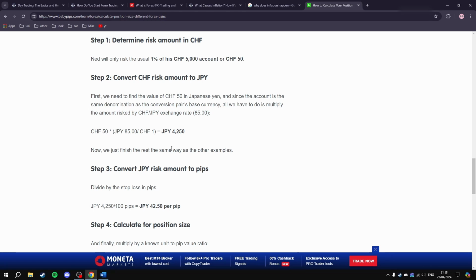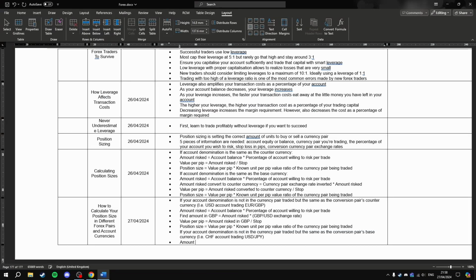Ned will only risk the usual 1% of his 5000 CHF account, or 50 CHF. Amount risked is equal to account balance times the percentage of account willing to risk per trade.